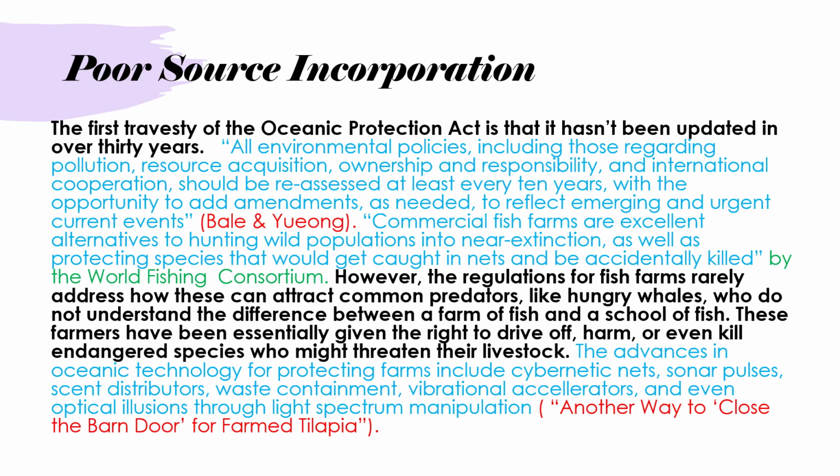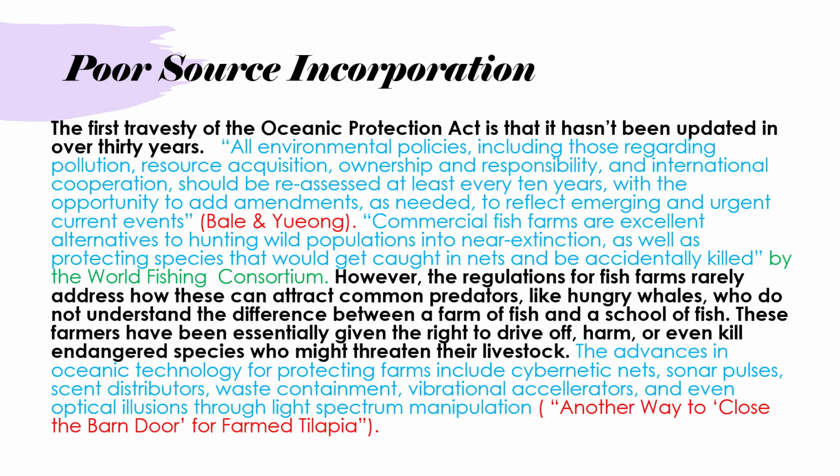Okay, so then we have some more from the student. "However, the regulations for fish farms rarely address how these can attract common predators like hungry whales who do not understand the difference between a farm of fish and a school of fish. These farmers have been essentially given the right to drive off, harm, or even kill endangered species who might threaten their livestock." Okay, so this kind of makes sense with the previous quote about commercial fish farms, but it's still not quite making sense as far as the overall paragraph. So somehow this fish farms thing has to deal with being updated, but we still don't understand that.